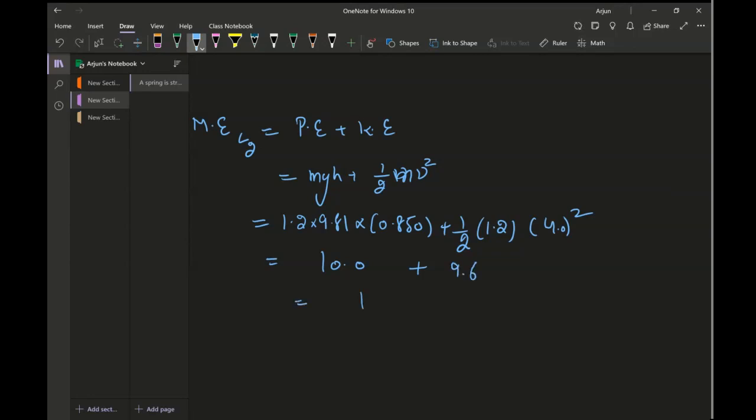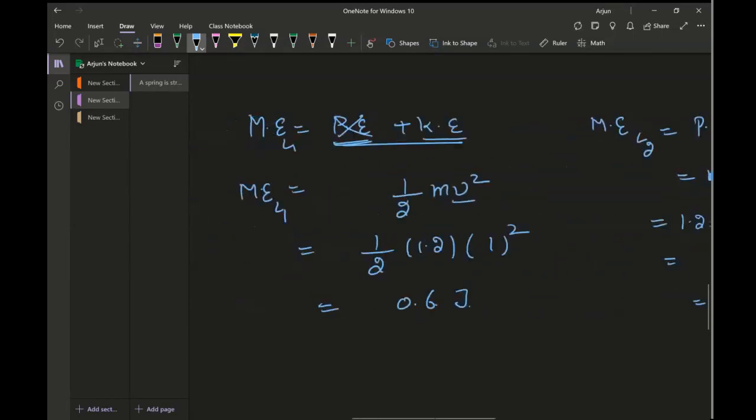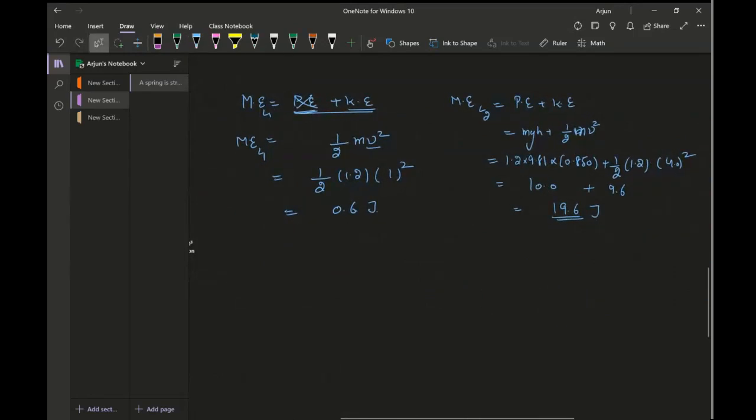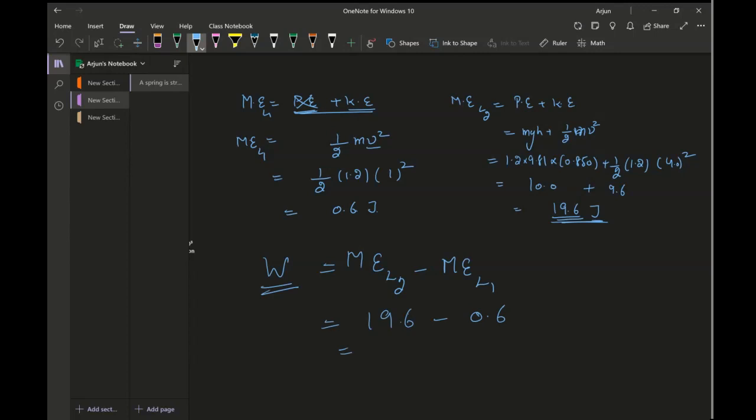So the energy on top is 19.6 joules. How much work has been added into the system? Mechanical energy at location 2 minus mechanical energy at location 1 will give you the work added onto the system. 19.6 on top minus 0.6, so you've added 19 joules of work into the system.